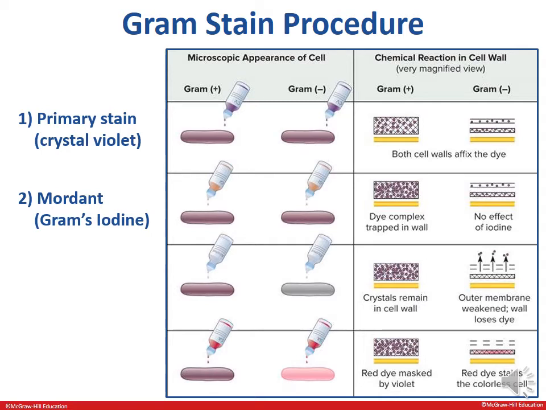And now it's a larger complex that can't readily be removed from that outer membrane of the gram-negative cells. The third step would then be the decolorizer. And this is an alcohol step.